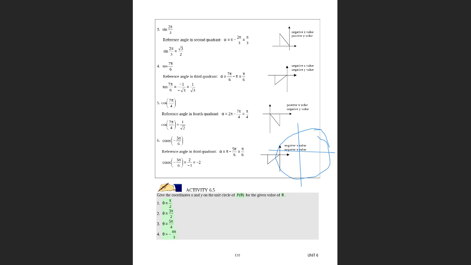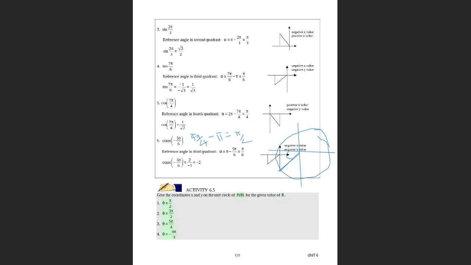But number 3 was here, like this. And our angle is going to be here. So when you find the reference angle, you are going to get 5 pi over 4 minus pi, which will give us pi over 4. Have you seen that?